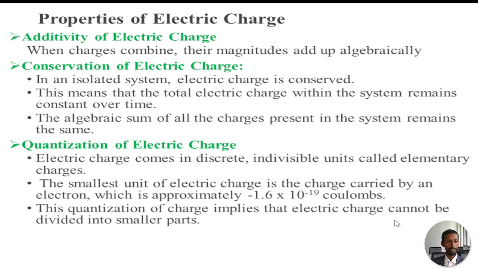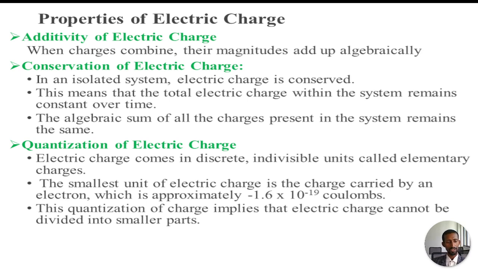The other property of electric charge is quantization of electric charge. Electric charge comes in discrete, indivisible units called elementary charges. We call them elementary charges.